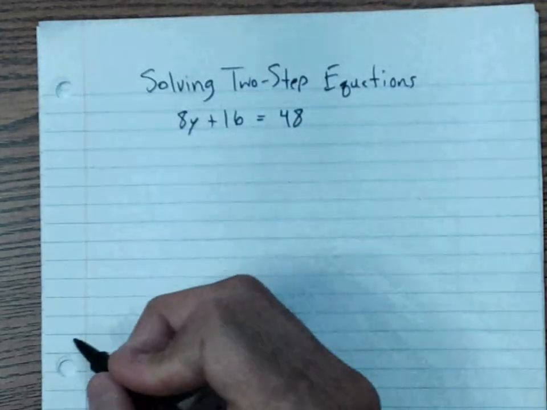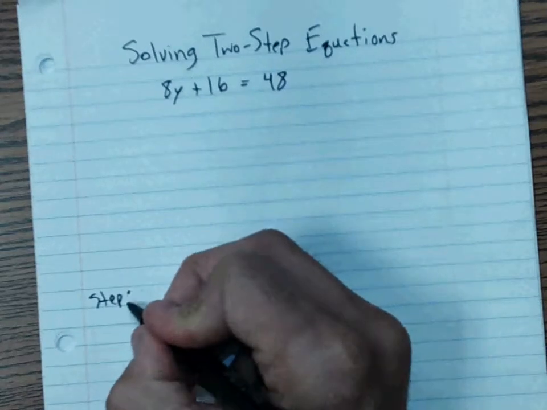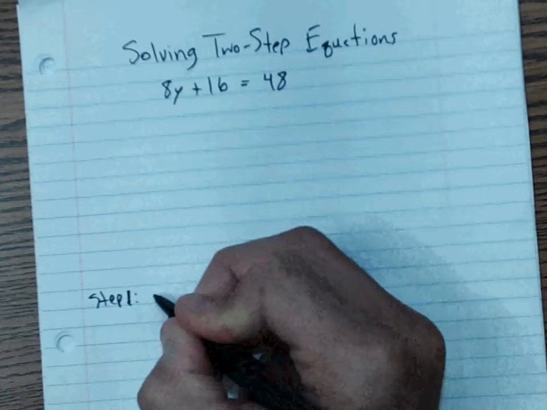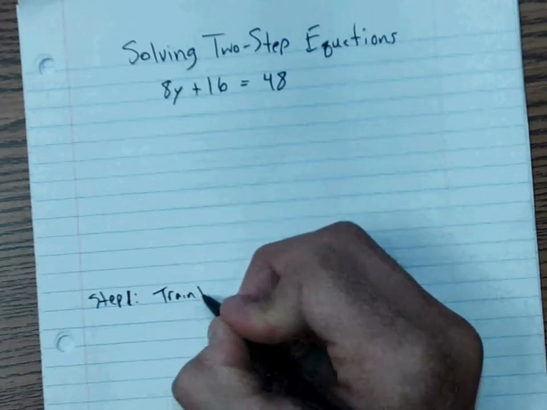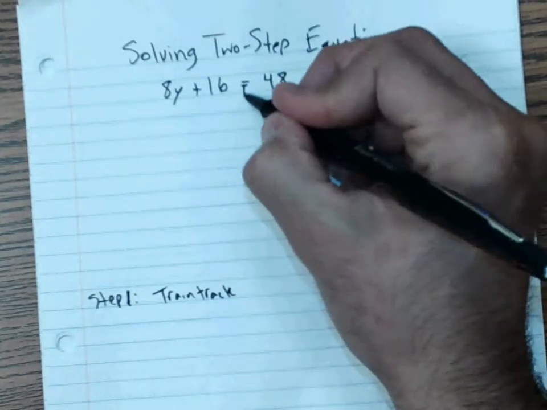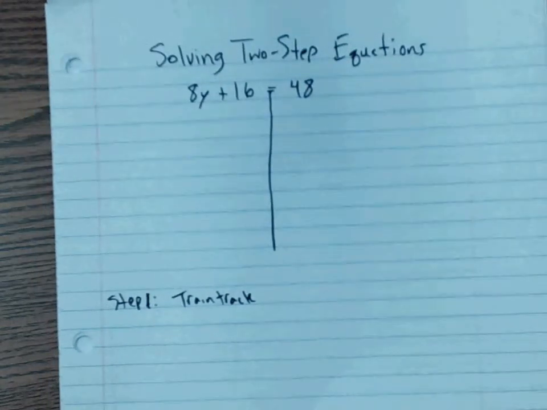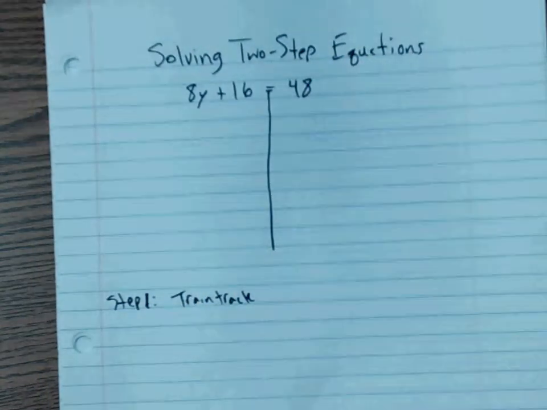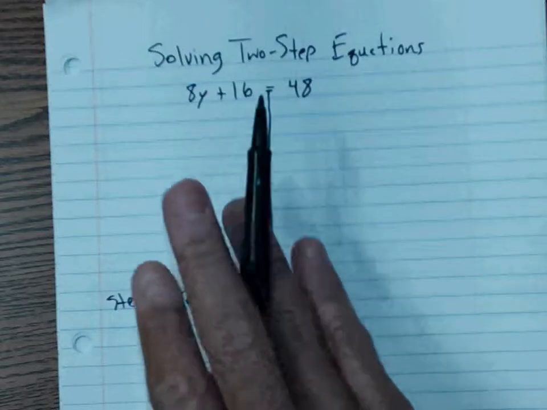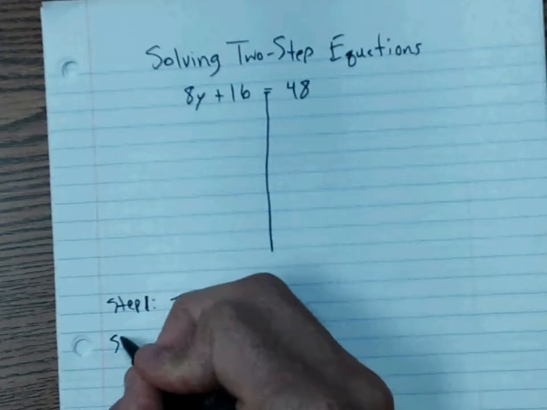So, step one, I do something called a train track. What I mean by that is I like to go to my equal sign and draw a line splitting both sides. I've got a left side and a right side. That way I organize my thoughts knowing that whatever I do on the left side I have to do on my right side.